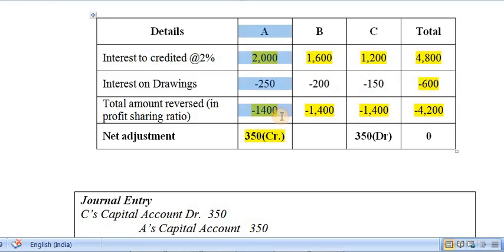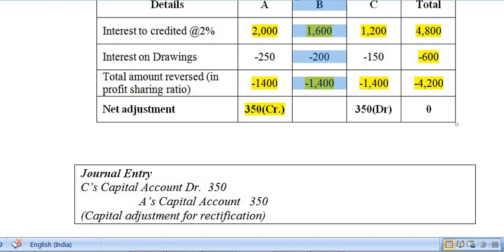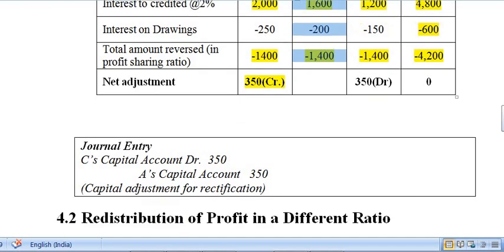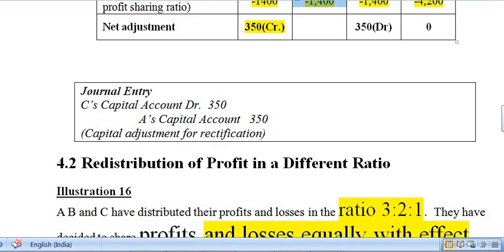And now look at them. Look at B vertically. Look at B and C, and that's it. And it's a very, very easy journal entry. Analysis is slightly confusing, but in the journal entry, finally you get 350. C's capital account debtor 350, A's capital account 350, and redistribution of profit, that is for the next class.